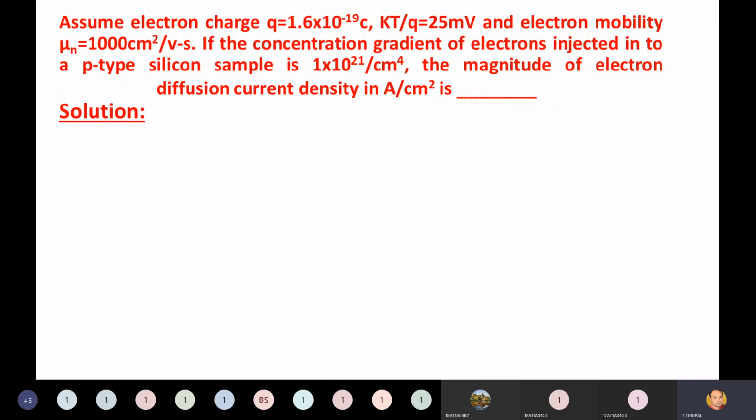Assume electron charge Q is equal to 1.6 into 10 power minus 19 coulombs. Kt by Q is equal to 25 millivolts. And electron mobility mu n is equal to 1000 centimeters square per volt second. If the concentration gradient of electrons injected into a p-type silicon sample is 1 into 10 power 21 per centimeter power 4, magnitude of electron diffusion current density in amperes per centimeter square is dash. Please do the problem.